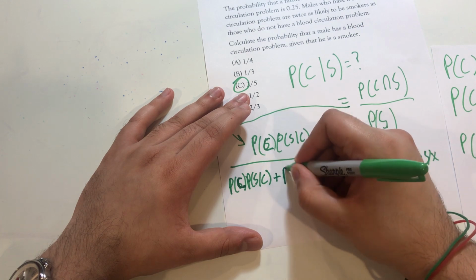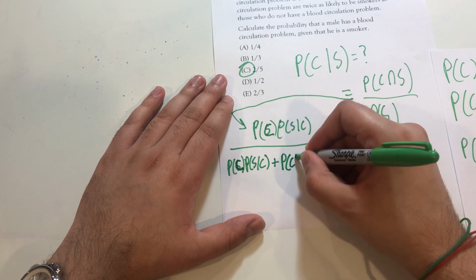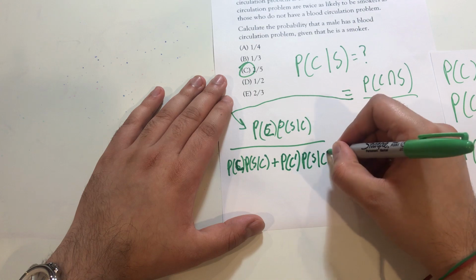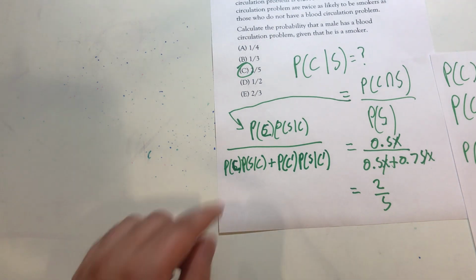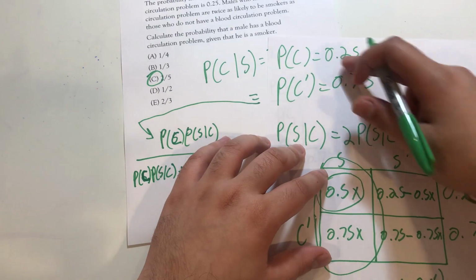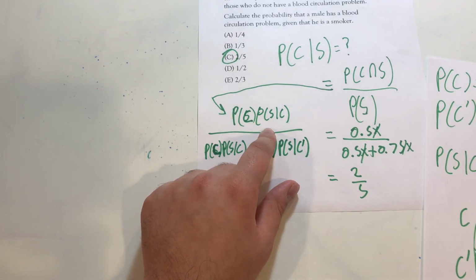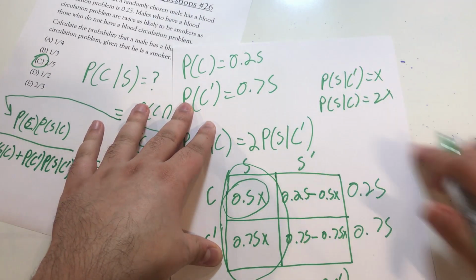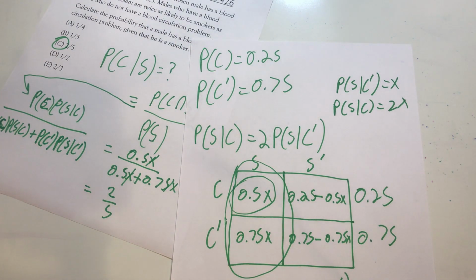Then this is added to the probability. Now you either have circulation issues or you don't, right? So the probability that you don't have circulation issues times the probability that you're a smoker given that you don't have circulation issues. And that accounts for both possibilities, right? And we have all of those values. Smoker given you have circulation issues, smoker given you don't have circulation issues. We've determined that right here. So that gives you two different ways of solving this sort of problem.